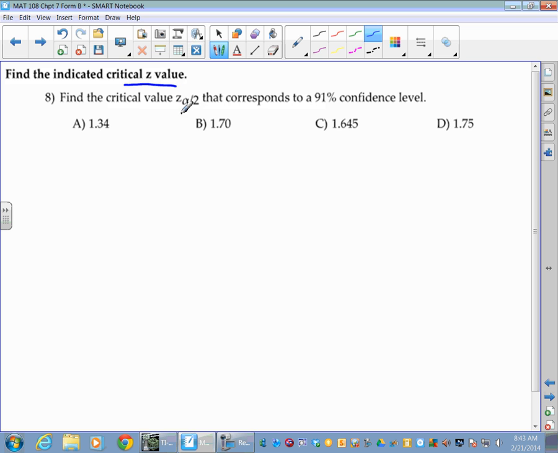How do you find Z alpha over 2 that corresponds to a 91% confidence level? Z score. Clayton? It is. It's also on board 7.2 and 7.3. You're looking for what Z alpha over 2 equals.